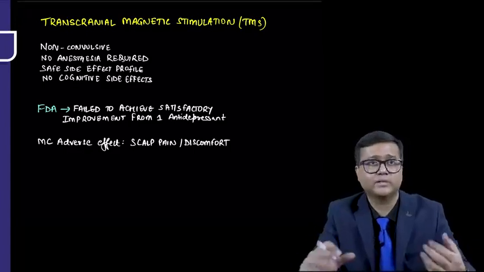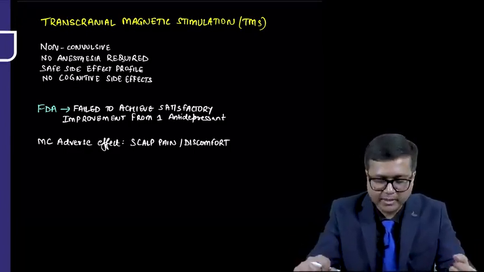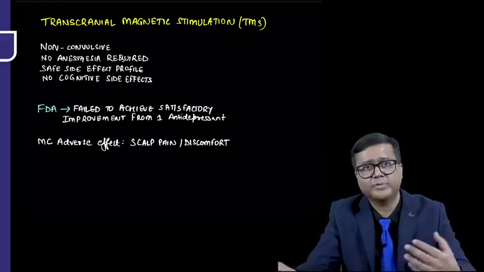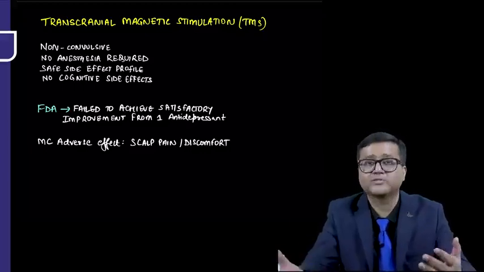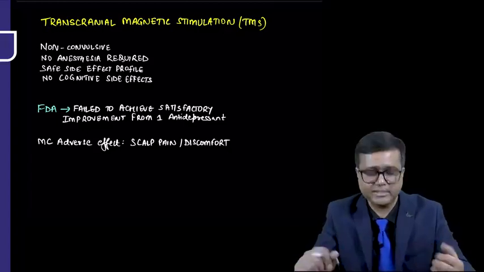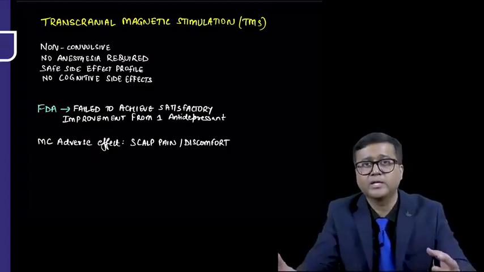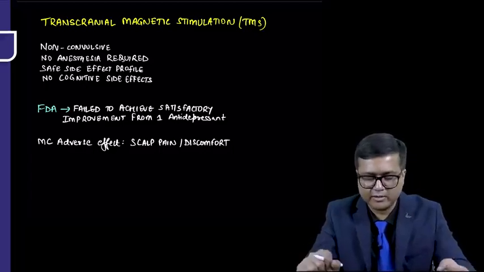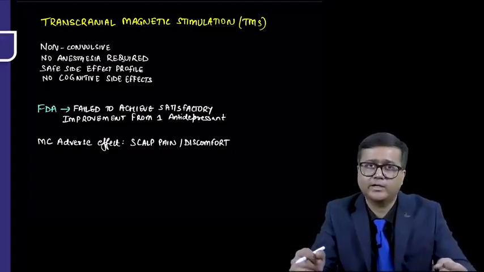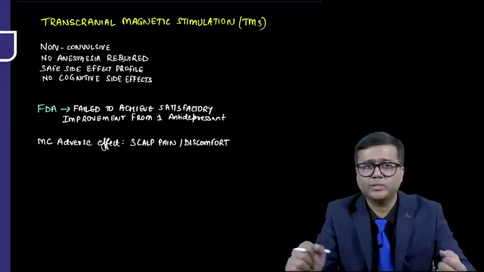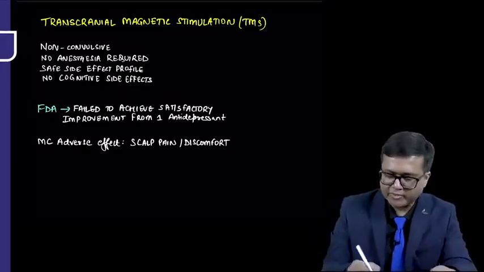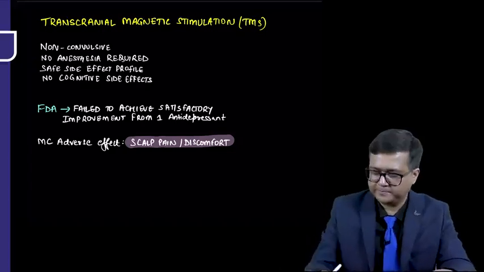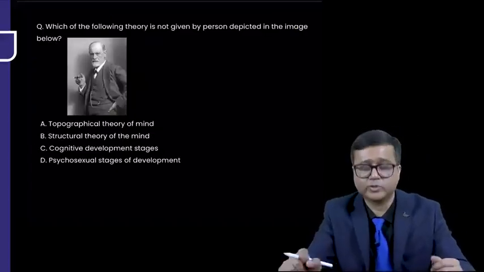As you can see in the image, the person is fully conscious, sitting, and it is safe in terms of the side effect profile if you compare it with ECT, and there are no cognitive side effects which may be seen with ECT. So FDA has recommended it may be used in patients who have failed to achieve satisfactory improvement from antidepressants. So it can be used in depression. Most common adverse effect is that it can cause scalp pain or discomfort. Let's come to the next question.